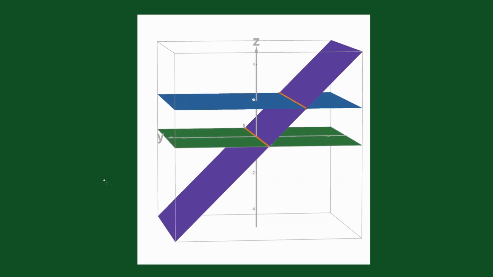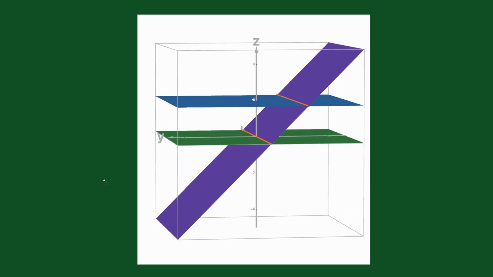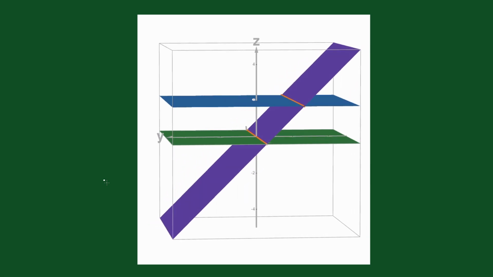Now, most of the time, all three planes won't be parallel. It is possible that when you check your normal vectors, 2 of the 3 normal vectors are parallel. And when that happens, it means you have 2 parallel planes, and that could look something like this. You could have 2 planes that are parallel, and you could have a third plane that intersects both of them, and it could intersect each plane at a line. You see these orange lines here.